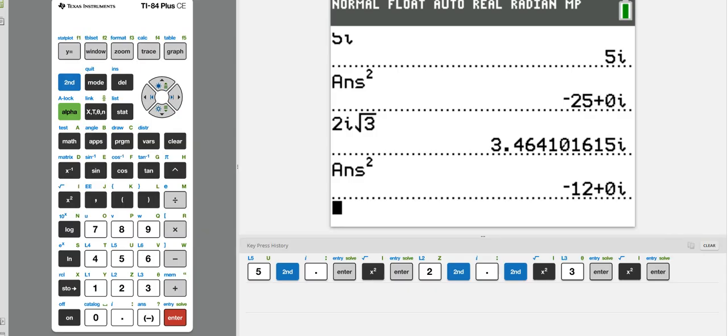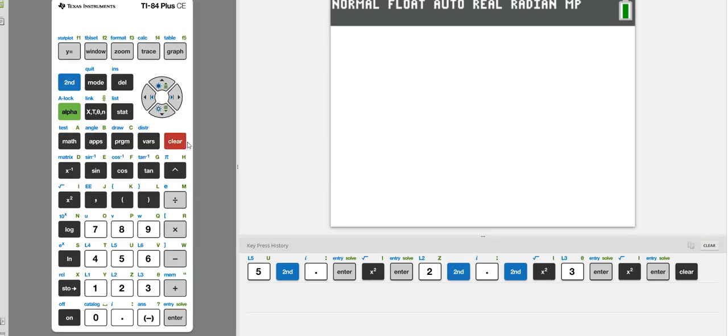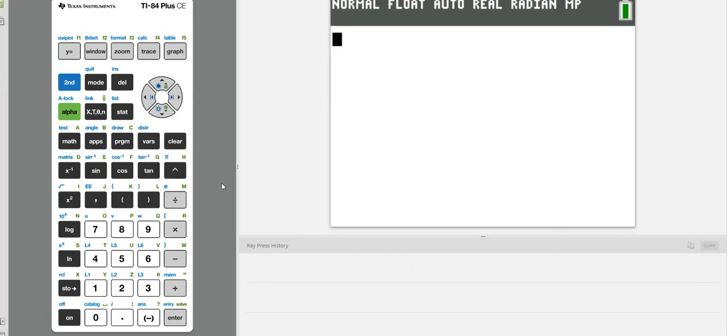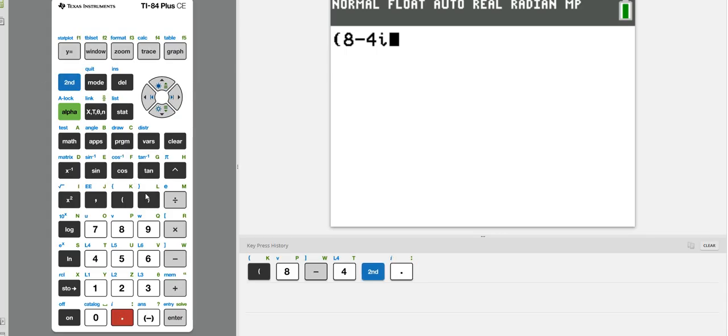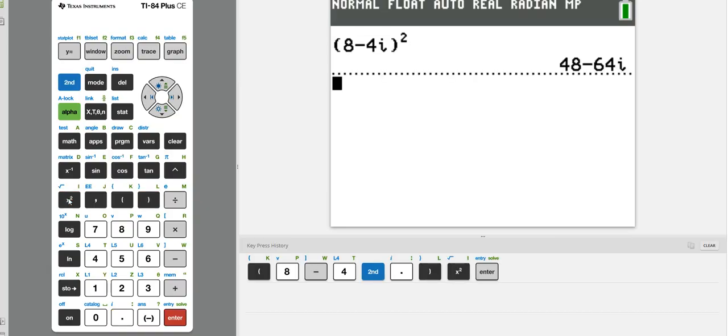Take out your calculators again. Let's clear out all of this stuff. Let's actually type in the problem. It's parenthesis 8 minus 4i. Where was the i term again? What'd you have to do to get that? Blue button and then the period. Blue button and then the decimal. Perfect. Right parenthesis and then the square key and booyah, there you go. 48 minus 64i. Nailed it.